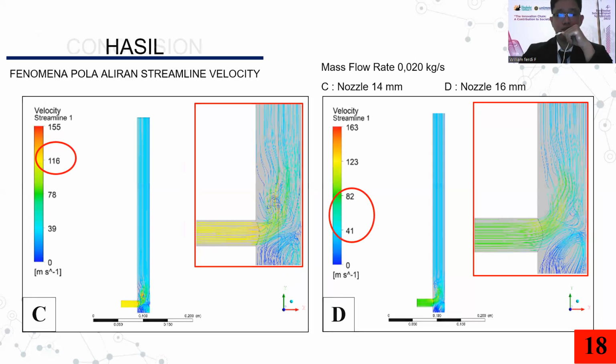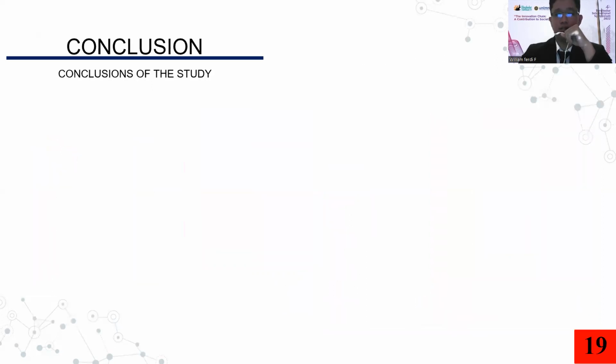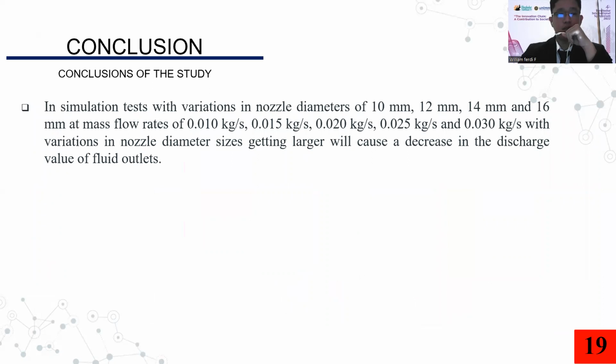And for the conclusion of this study, the first one is that in the simulation test with variation in nozzle diameter of 10 millimeters, 12 millimeters, 14 millimeters, and 16 millimeters at mass flow rates of 0.10 kilogram per second until 0.30 kilogram per second, a larger nozzle diameter will cause a decrease in the discharge value of the fluid outlet.